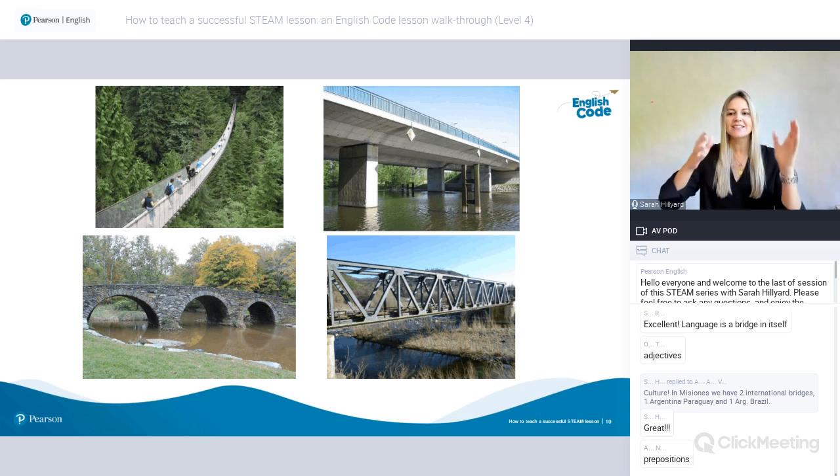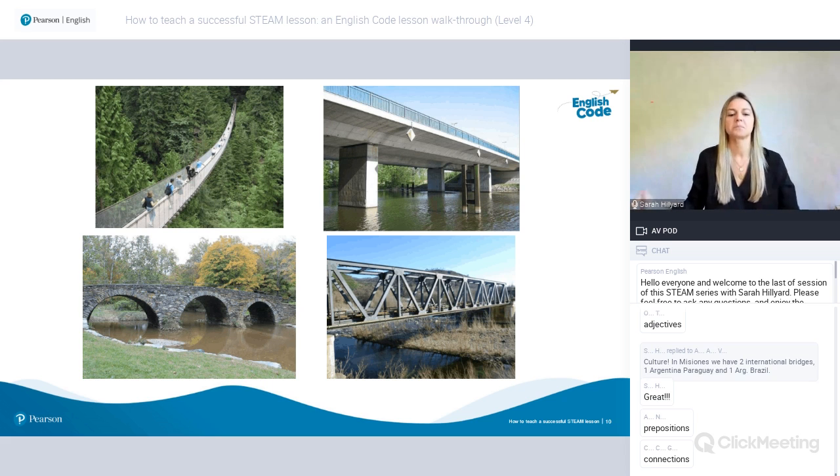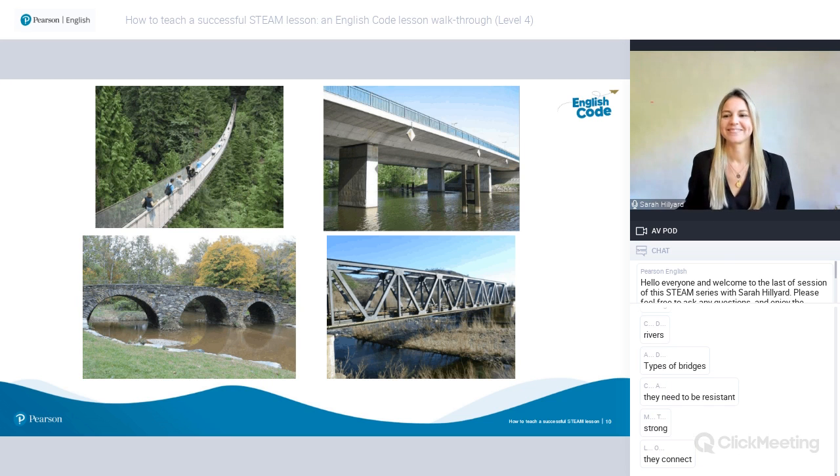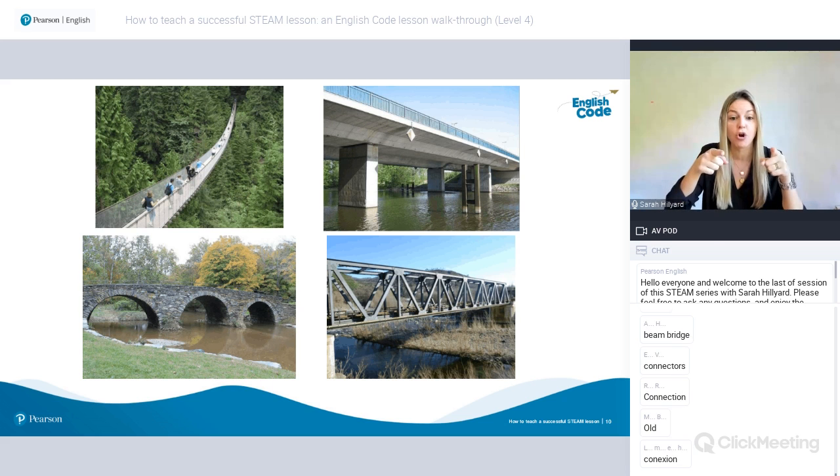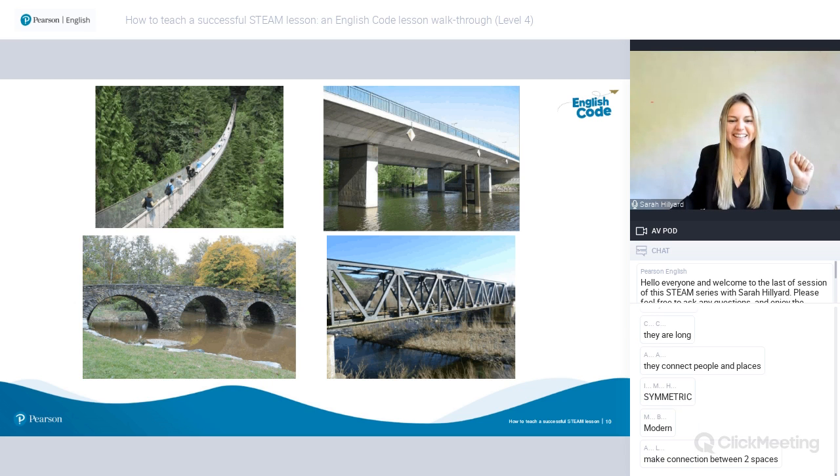Okay, so now, as learners, look at these pictures. They're bridges. In the chat box, what do you know about bridges? Brainstorm with me. What do you know about bridges? Just whatever comes to mind. They're big, they're small, whatever comes to mind. Go ahead. Types of bridges. They need to be resistant. They need to be strong. Lovely. Stone, old, they connect. Yes. Suspension bridge. Modern, symmetric.